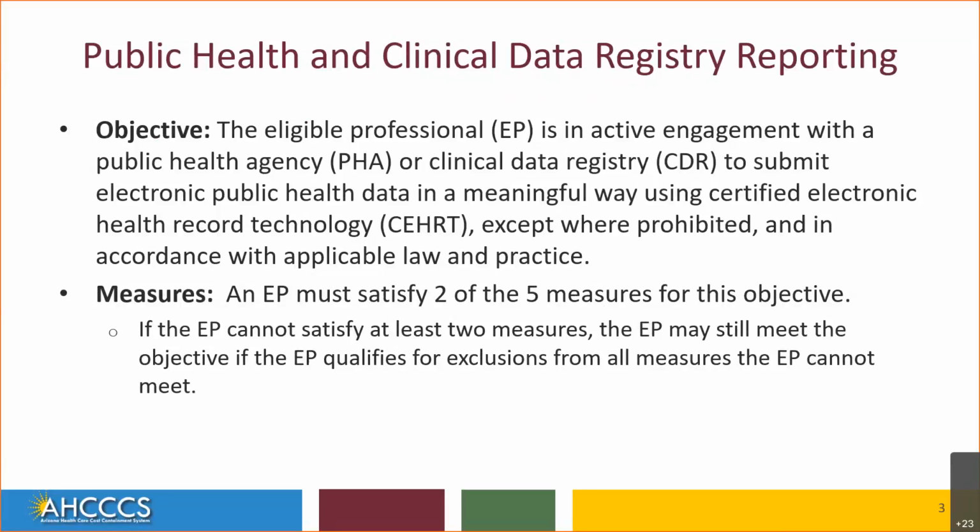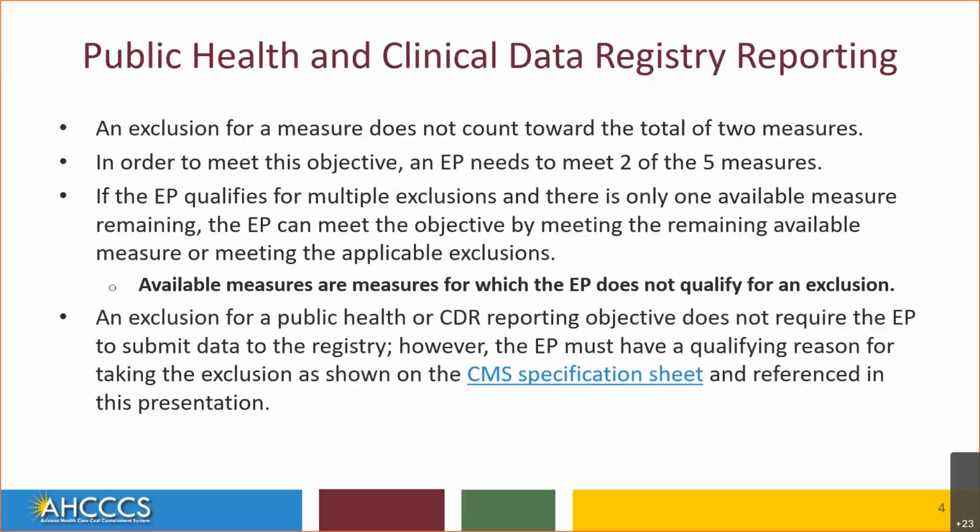If the EP cannot satisfy at least 2 measures, the EP may still meet the objective if the EP qualifies for exclusions from all measures the EP cannot meet. An exclusion for a measure does not count towards the total of 2 measures. In order to meet this objective, an EP needs to meet 2 of the 5 measures.